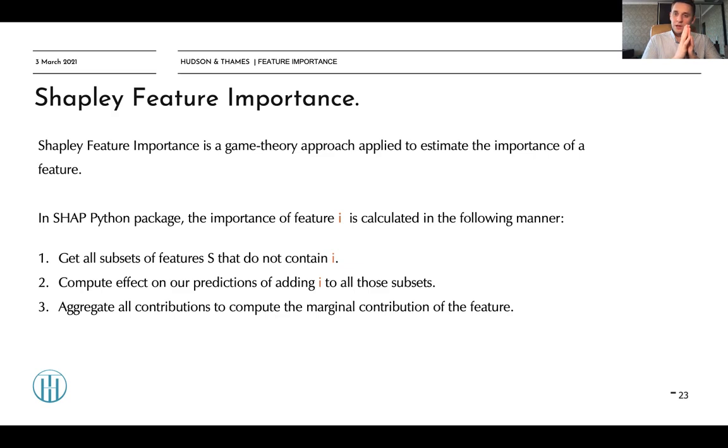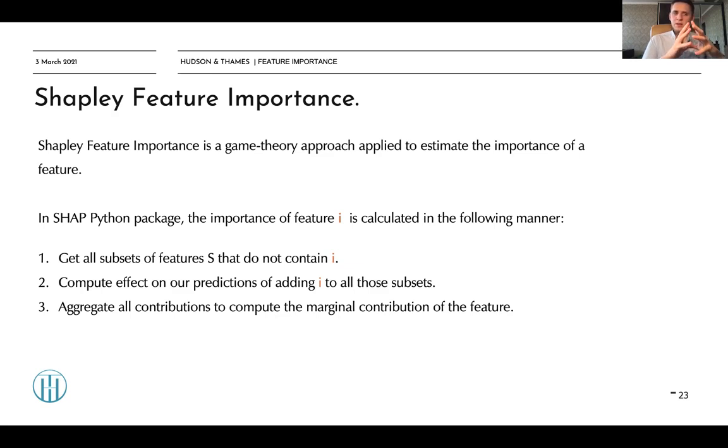In order to build Shapley feature importance, we use the SHAP Python package, and the importance of feature i is calculated in the following manner. We get all subsets of features S that do not contain i. Basically, we get all combinations of features which do not contain feature i. Then we compute the effect on our predictions of adding i to all those subsets, and we aggregate all contributions to compute the marginal contribution of the feature.